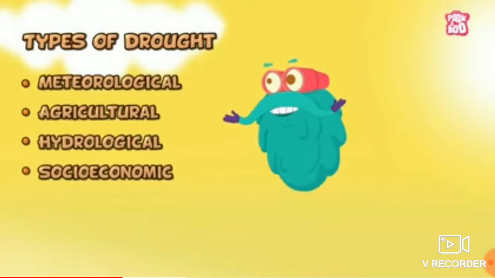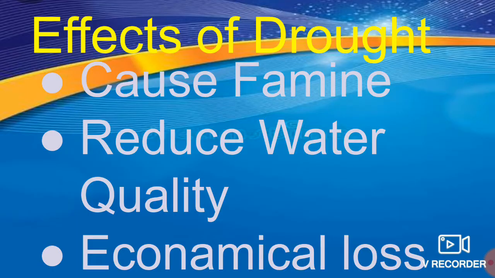So the next one, types of drought. There are mainly four types of drought. One is meteorological, agricultural, hydrological and socio-economic. These are some of the types of drought. The next one, effects of drought.